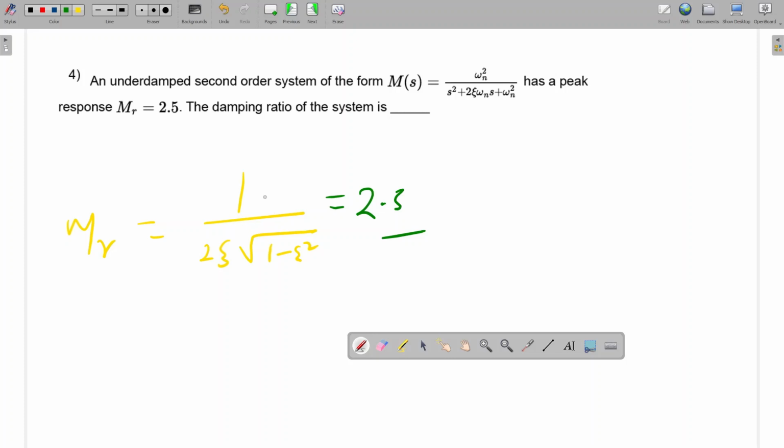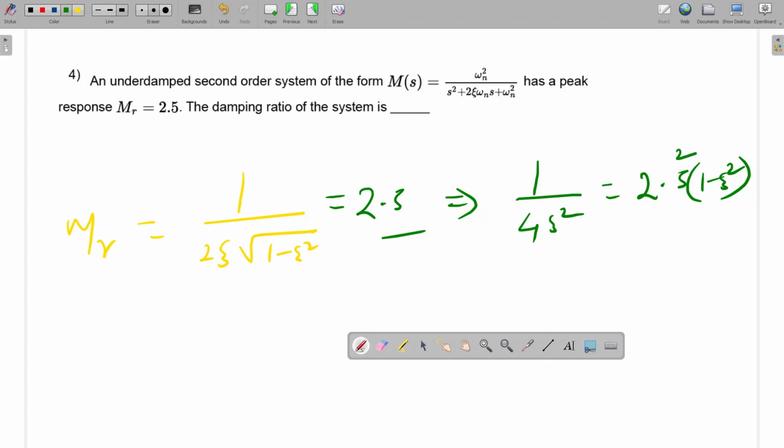So what is the value? We can just do cross multiplication. So 1 by 4 zeta square is equal to 2.5 square into 1 minus zeta square. Is it correct, or have we made some mistake? Any mistake? Sir, we have to square the 2.5. Okay, 2.5 square into 1 minus zeta square. It is correct, I think.